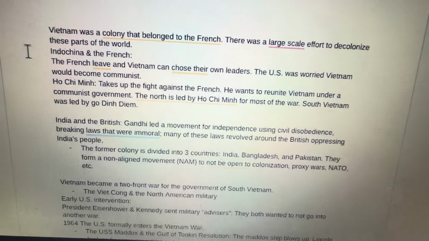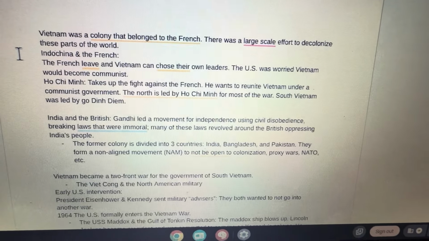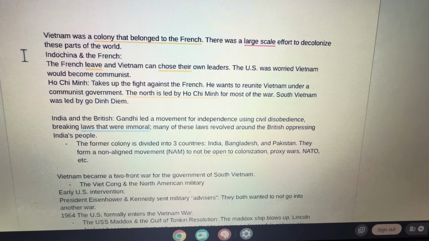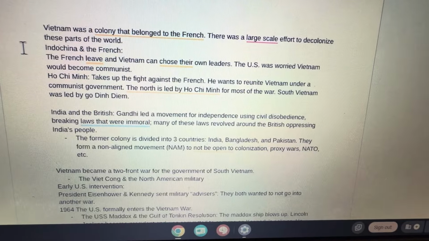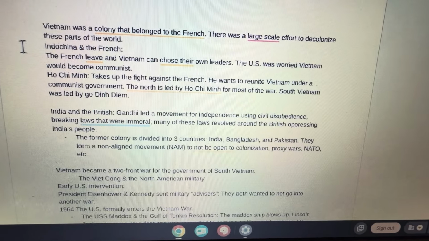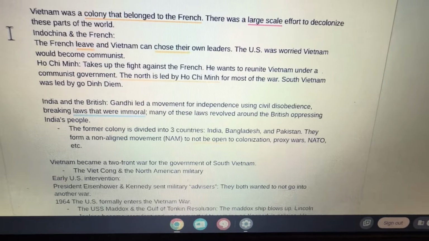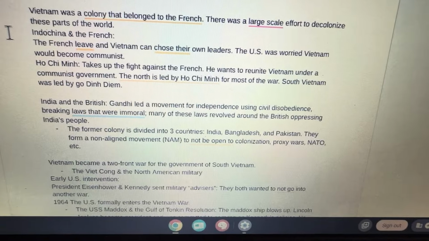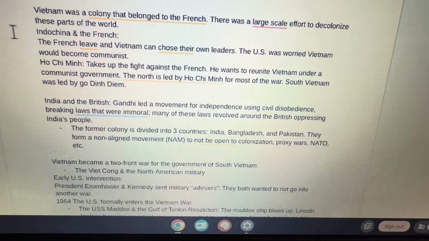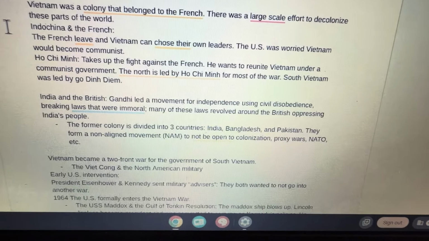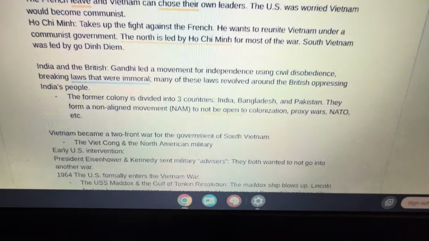Vietnam was a colony that belonged to the French. There was a large-scale effort to decolonize these parts of the world. Indochina and the French. The French leave Vietnam and can choose their own leaders. The U.S. was worried Vietnam would become communist, like China did. Ho Chi Minh takes up the fight against the French. He wants to reunite Vietnam under a communist government. The North is led by Ho Chi Minh for most of the war. South Vietnam was led by Dinh Diem.